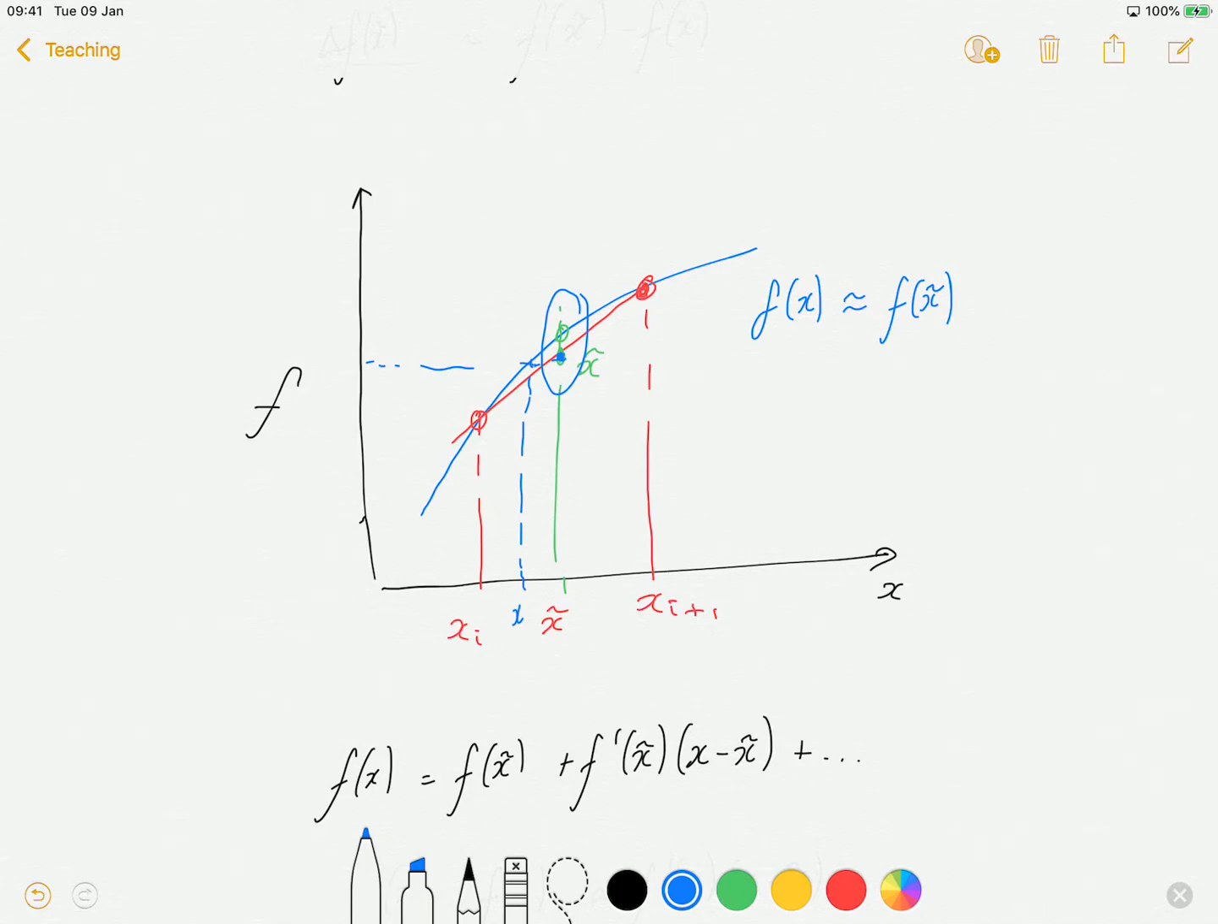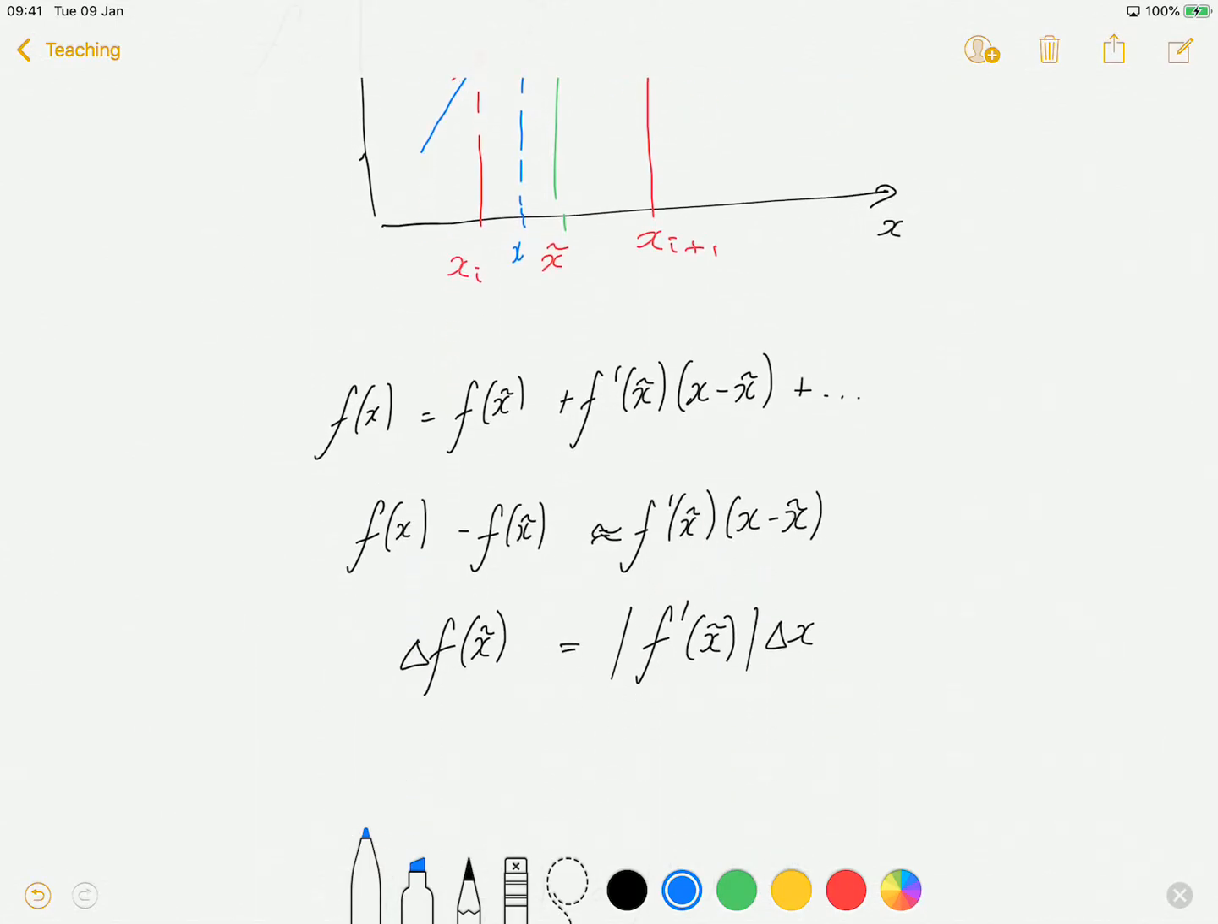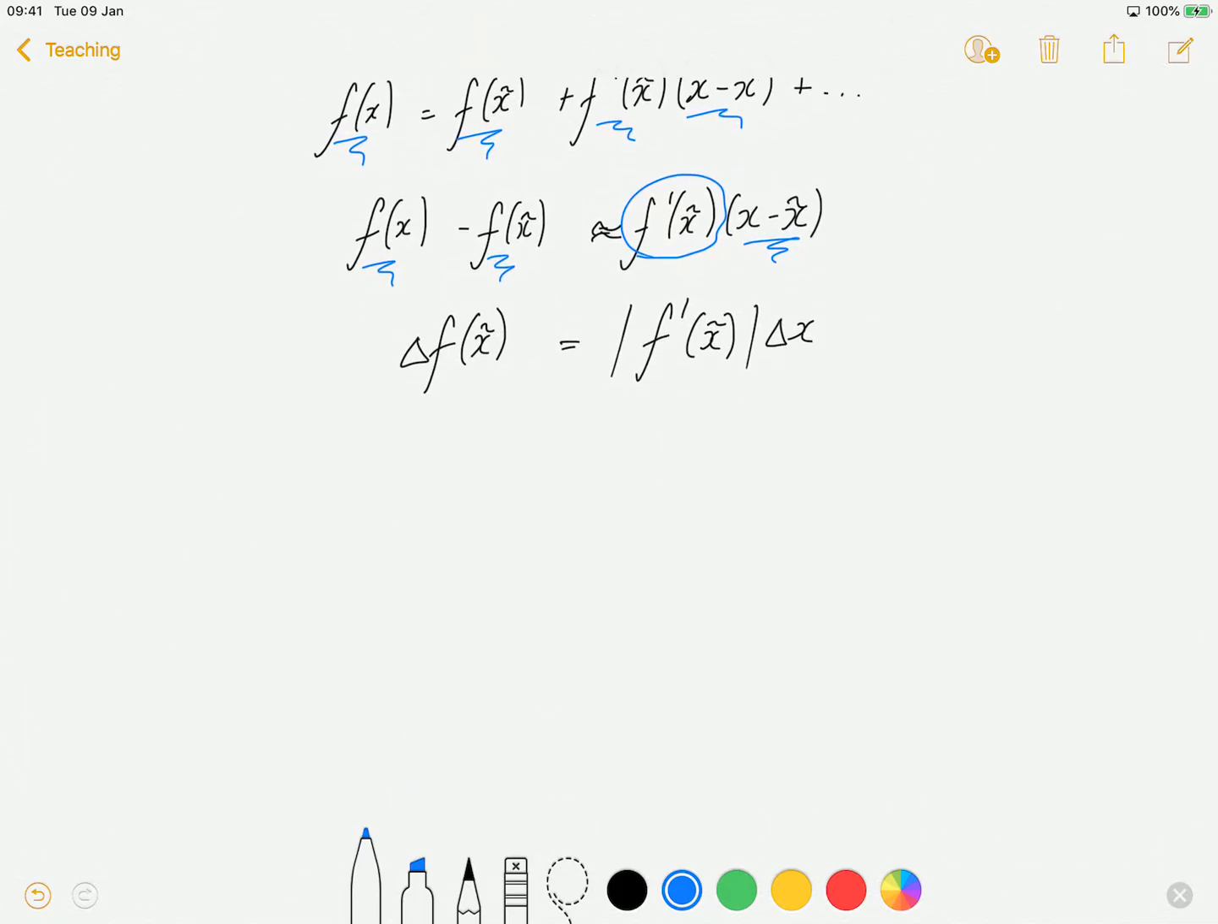So, if f is continuous and differentiable at that point, then we can use the Taylor series to compute the value of f of x near f of x tilde. So we can write that the function value f of x is equal to f of x tilde plus the derivative at x tilde multiplied by the step size. In other words, if we rearrange, the difference between f of x and f of x tilde is approximately equal to the derivative multiplied by our step size, which we can then rewrite by saying delta f of x tilde is equal to the absolute value of the derivative at x tilde multiplied by our step size. So here we can see that our error term is proportional to our step size.